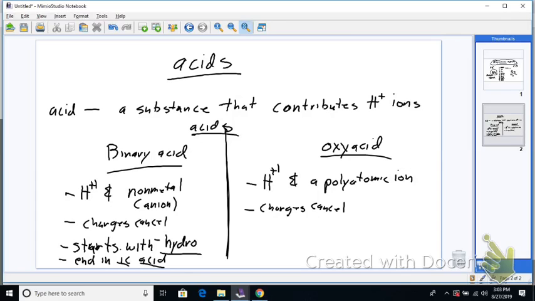Alright, so on the right side, what do these start with? Okay, they start with the name of the polyatomic ion. So these will start not with hydro, because we don't need to differentiate between the two. These are going to start with the polyatomic ion name.